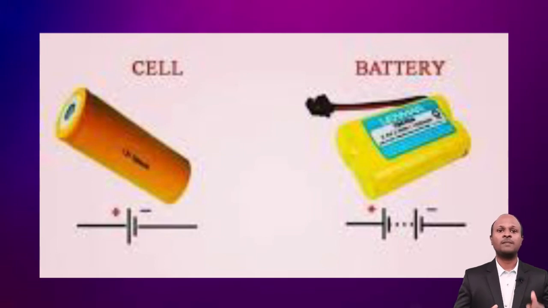In order to obtain a battery, the negative terminal of the first cell is joined with the positive terminal of the second cell, and so on. The symbol for a battery is shown. The battery shown in the figure consists of two cells joined together in series. We can also draw the symbol for a battery having more than two cells in a similar way.